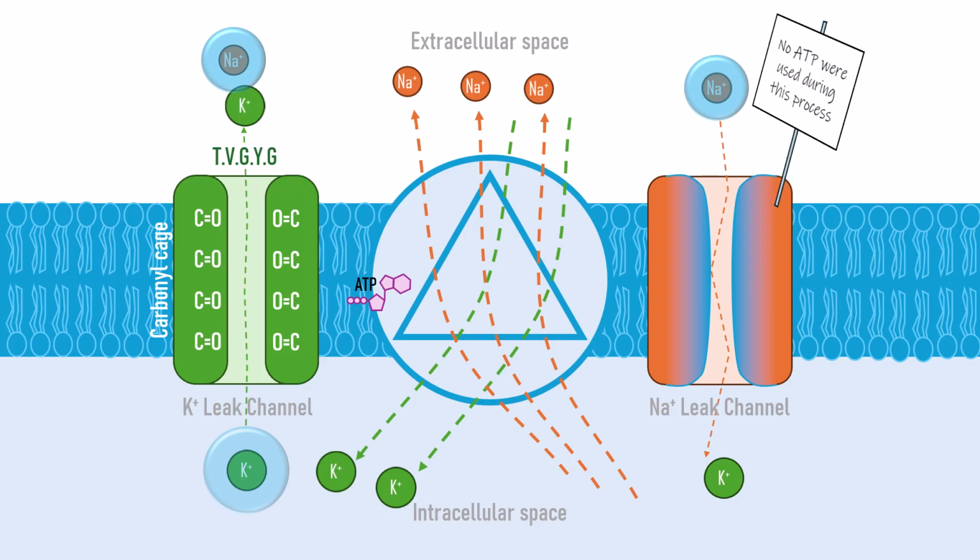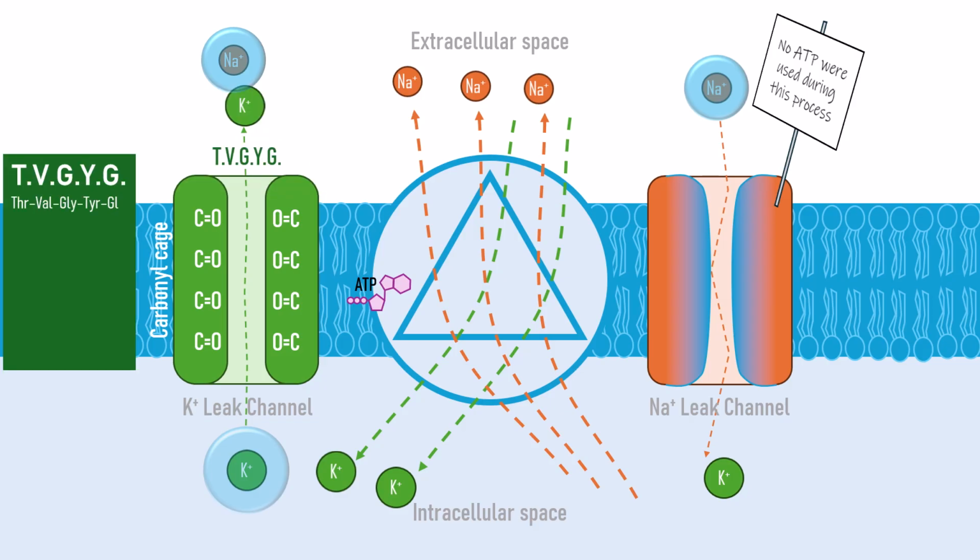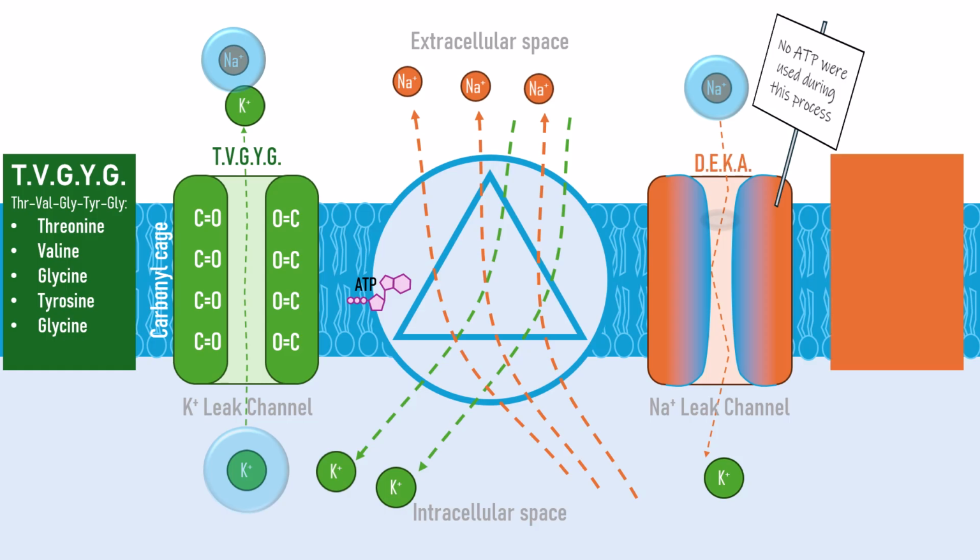It is called TVGYG because of the 5 amino acids it is made of: threonine, valine, glycine, tyrosine, and glycine again. On the other side, in the sodium channel, we have an electrostatic ring, a tight, highly charged funnel called DEKA, because of the 4 amino acids it is made of: aspartate, glutamate, lysine, and alanine. Potassium channel is more straight, narrow, and precise, while sodium channel is asymmetric and kind of messy looking.